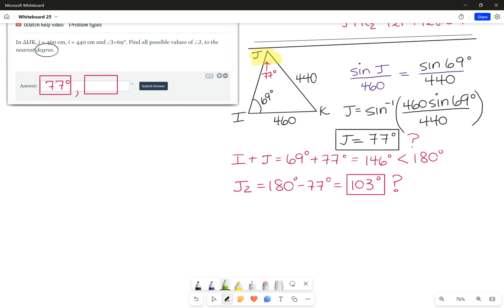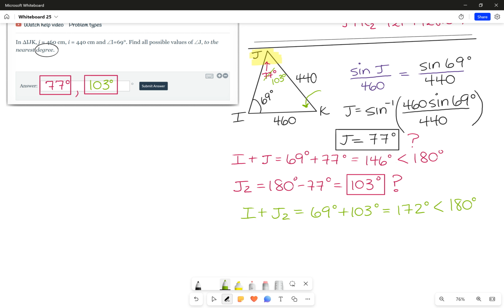Well, let's pick a different color. Let's make it green up here. Instead of 77, can it be 103 degrees? Let's see. Our given angle I plus the other option for J, will it end up being less than 180 degrees? Well, 69 plus 103 is 172 degrees, and 172 degrees is also less than 180 degrees. So we would be able to find K if we wanted to, because 69 plus 103 is less than 180. So 103 is an acceptable answer.